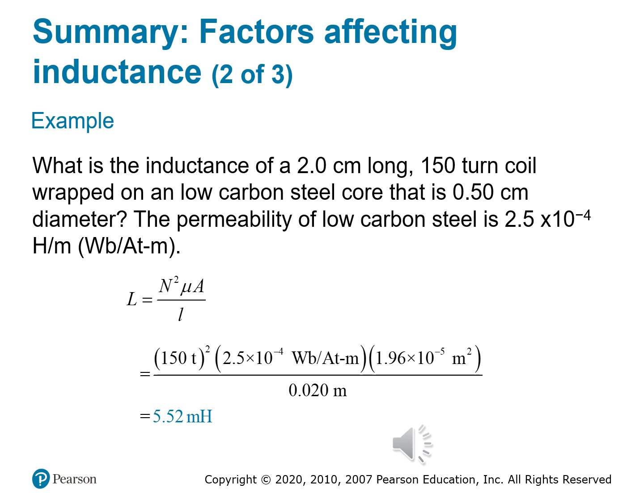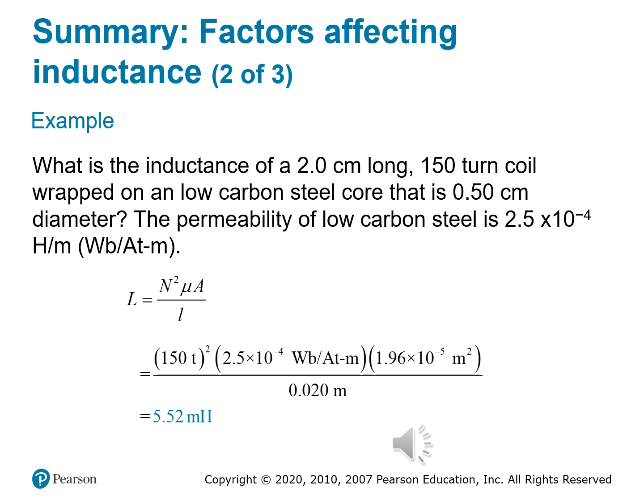Again, it says it has 150 turns, is wound around a low carbon steel core, and the core diameter is 0.50 centimeters. So we can calculate the cross-sectional area. The permeability of low carbon steel is 2.5 times 10 to the negative fourth henries per meter, and we can find that in the index or the table in the back of the book. And again, those are numbers you can look up, or the problem may give it to you. We'll use the inductance formula. L is equal to N squared times mu times A divided by L.